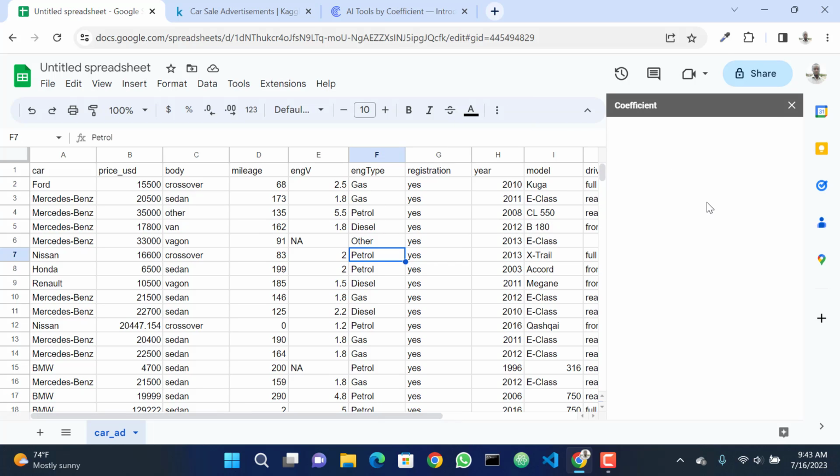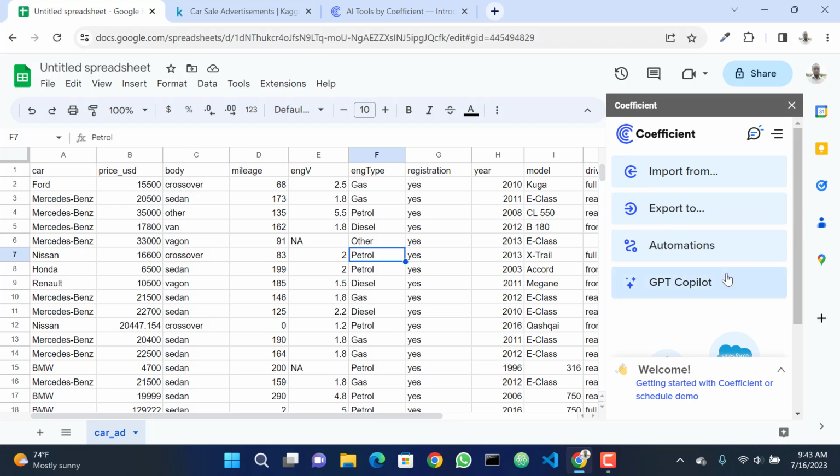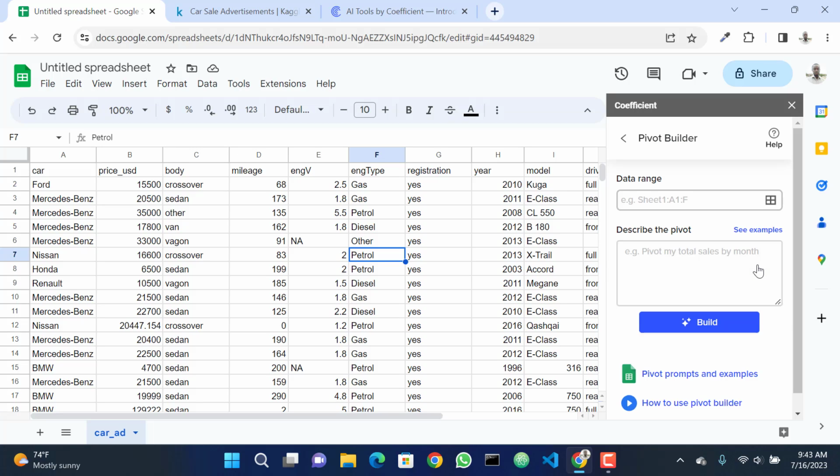This is what would appear. We'll be using GPT Charts Pilot. Today we are going to be using the pivot builder to test it out. With the pivot builder, we can describe what kind of pivots we are looking at, basically the question we'll be looking at, in order to see how powerful it is.